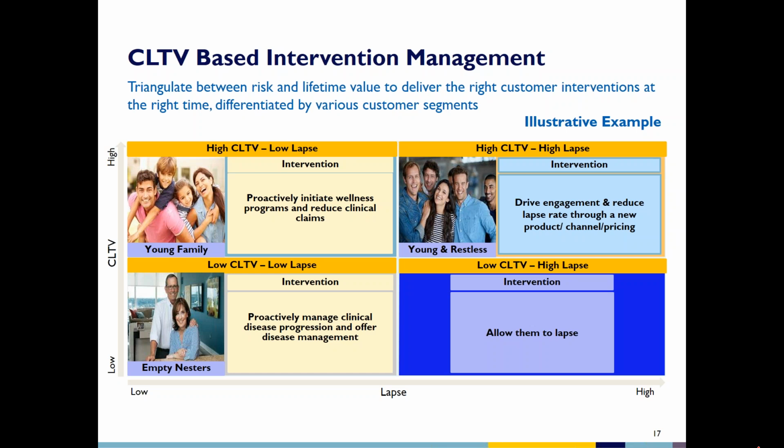So the bottom dimension then is lapse, right? When you bring these three elements together, segmentation, the value of the customer over time, and whether they are going to stay with you or not, then you begin to understand who you should go after and what you may be able to do to keep them with you.